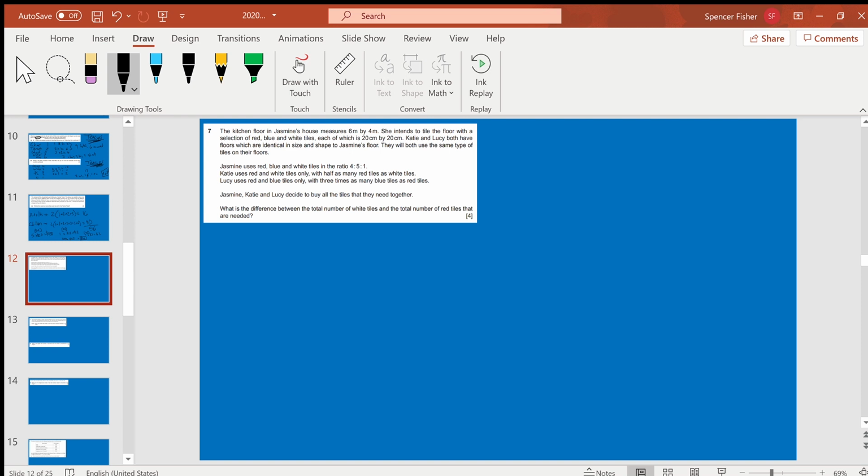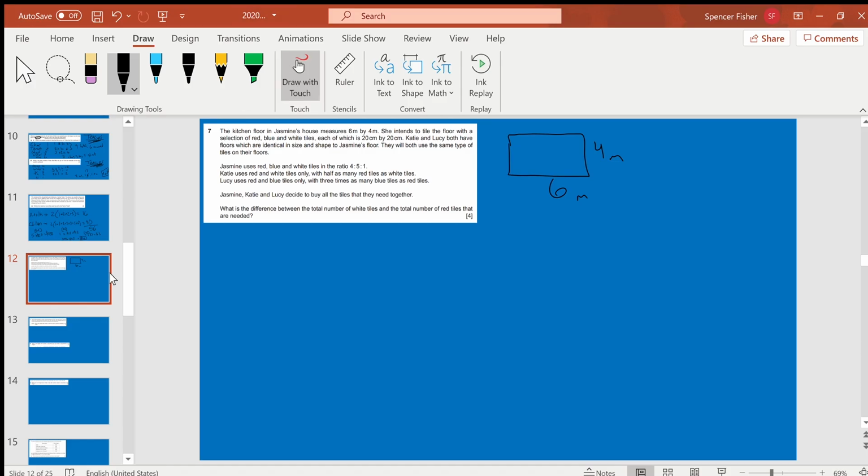All right, I thought this was a pretty fun one. You might want to spend a little bit of time on this just because there's a lot of components that are pretty important. I'm not going to spend the whole time reading through this, but it says that the measurements for this floor are 6 by 4. Six meters by 4 meters. And she wants to tile it with red, blue, and white tiles, each of which is 20 centimeters by 20 centimeters.